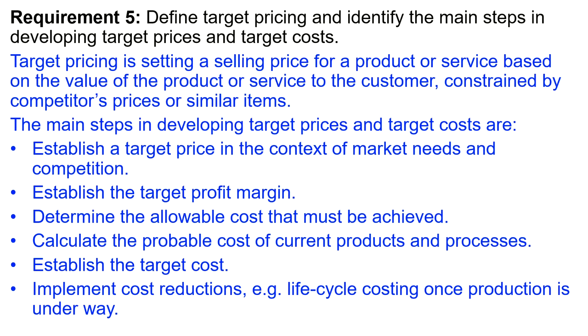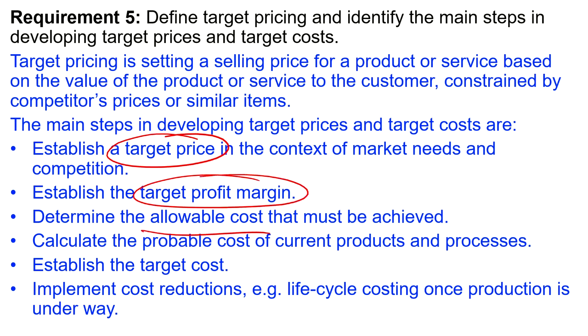Okay, trying to figure out how we can keep under what we need to be under. Different steps here, but obviously we need to establish a target price. We have to have that target profit margin. We know what the allowable cost is. We establish that target cost, and then we implement cost reductions going forward. We want to do that all the time, but need to make certain that we continue to be able to achieve that required profit for the company for each unit we sell.